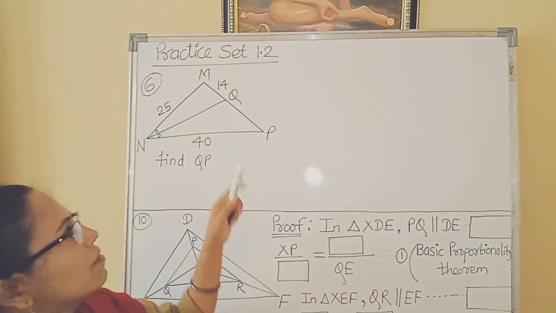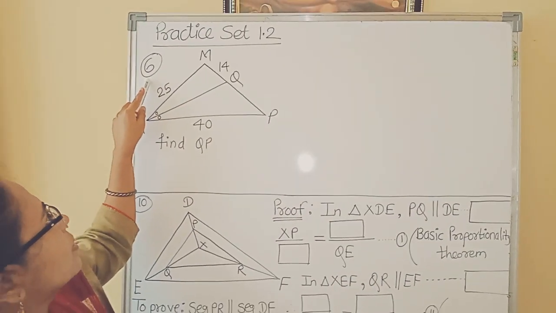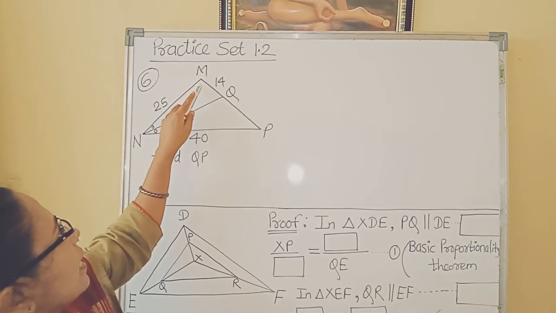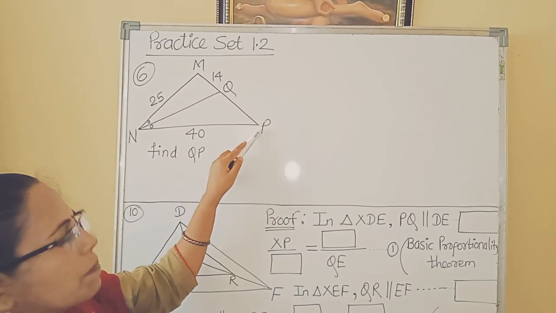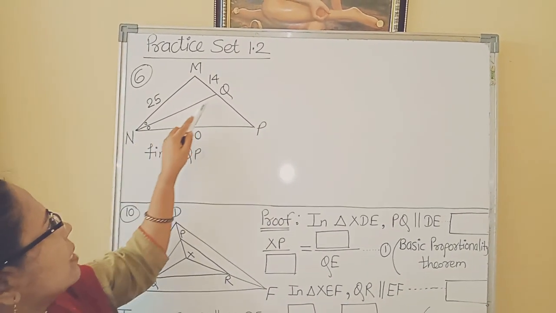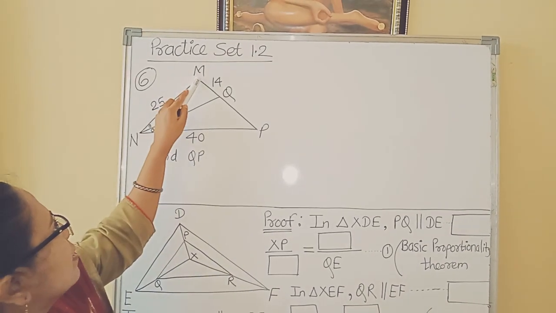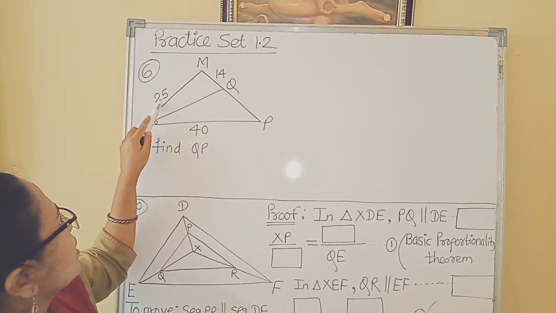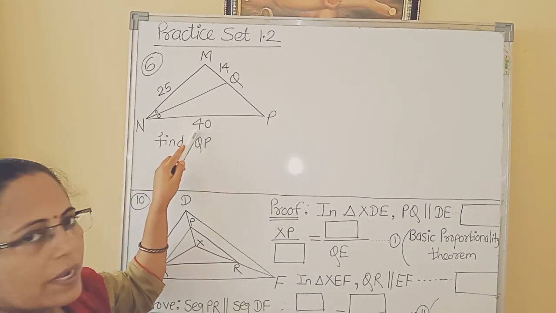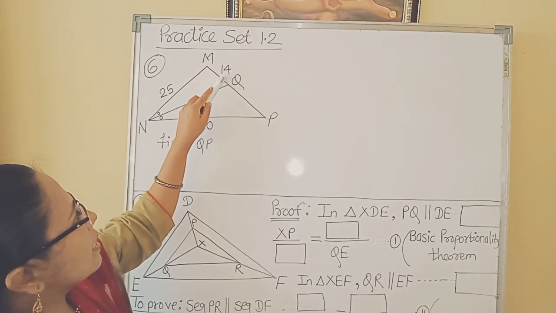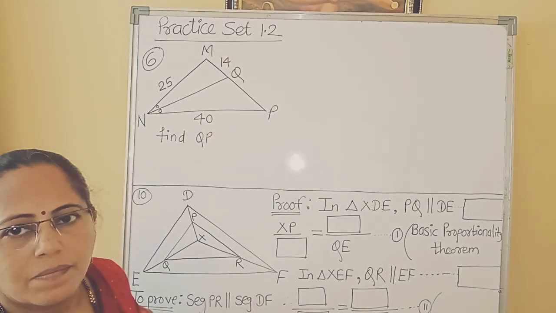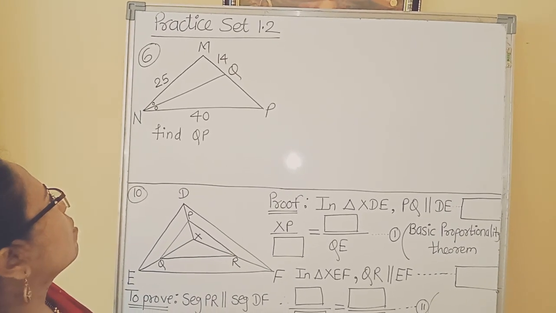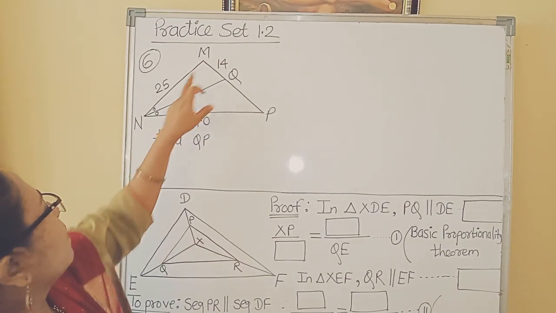Students, we will solve one more example from practice set 1.2, question number 6. Here the figure is given in triangle MNP. Segment NQ is the bisector of angle MNP. MN equal to 25, NP equal to 40, MQ equal to 14, and we have to find out QP. Now here the given part is NQ is the bisector of angle MNP.